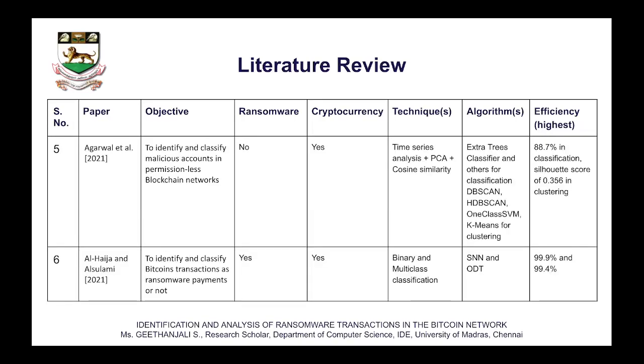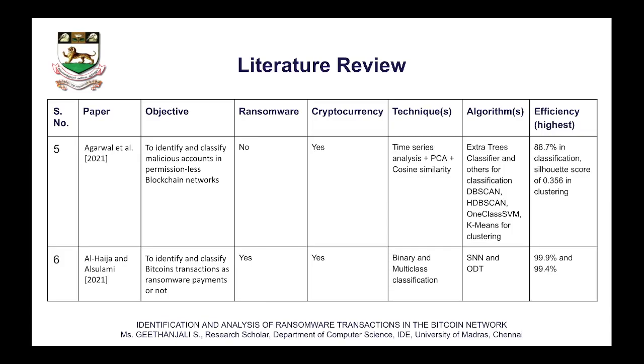In the fifth paper, the authors tried to identify and classify malicious accounts in a permissionless blockchain network such as Ethereum. They made use of time series analysis, principal component analysis, and cosine similarity. They made use of an extra trees classifier for the classification task, which achieved 88.7% accuracy. And for clustering, again, they made use of multiple techniques, out of which DBSCAN stood out with a 0.356 silhouette score.